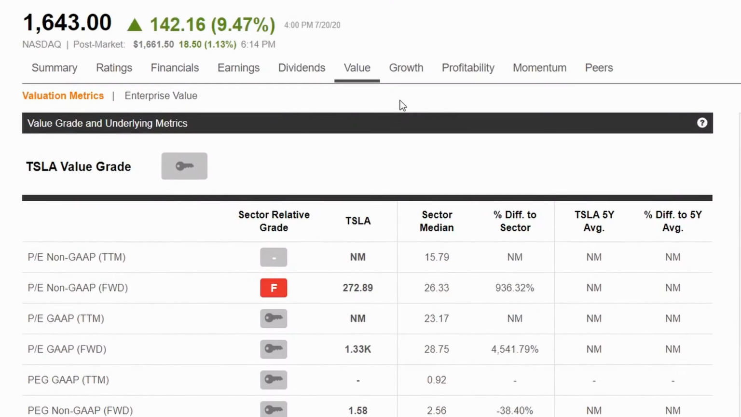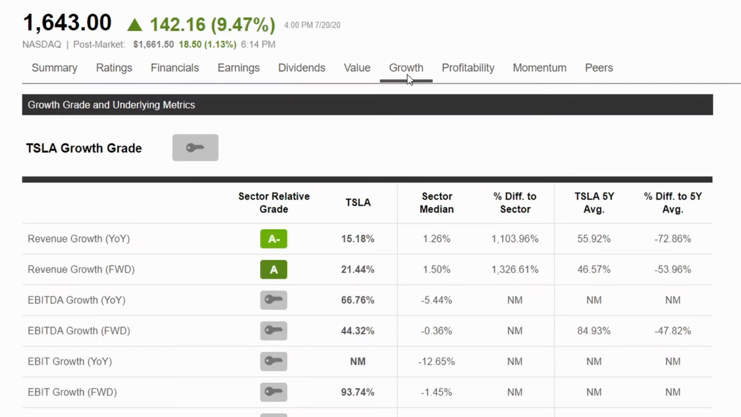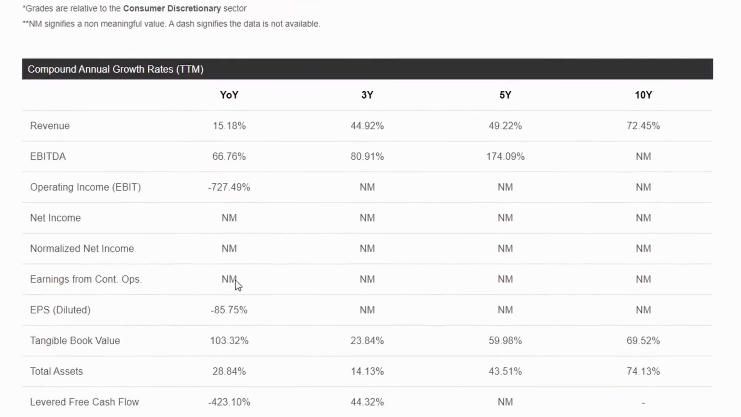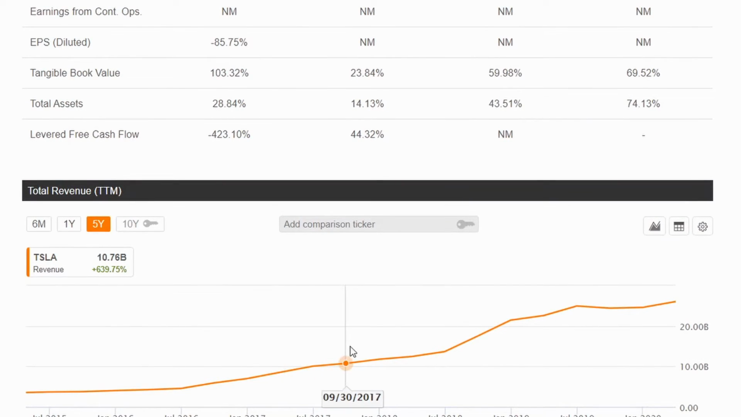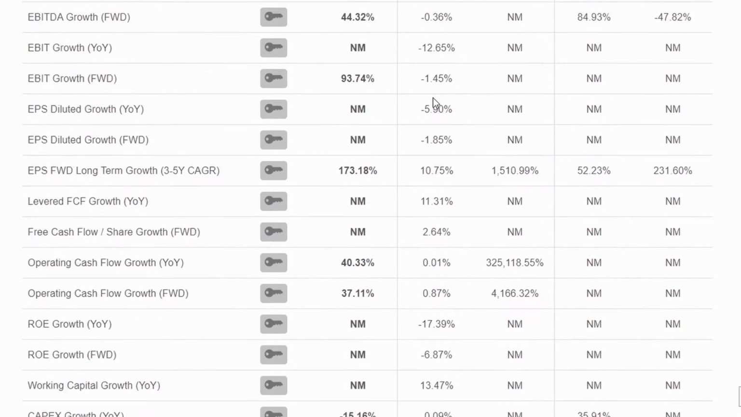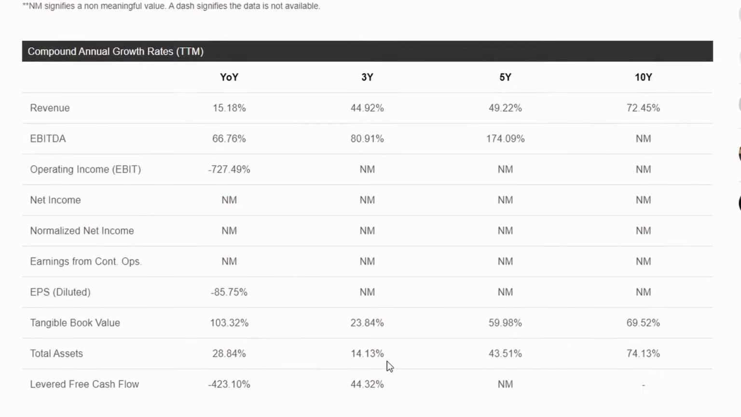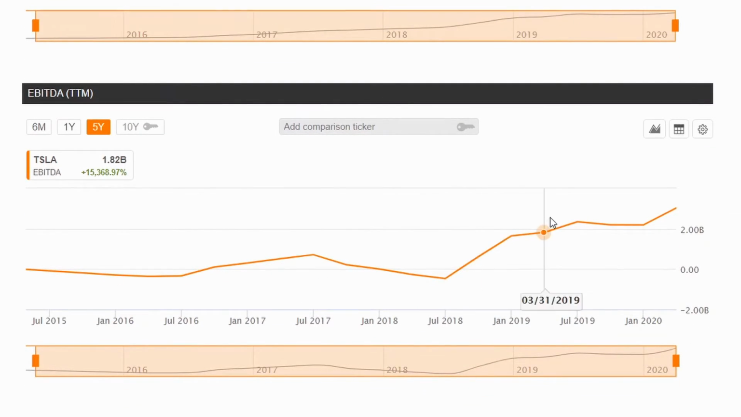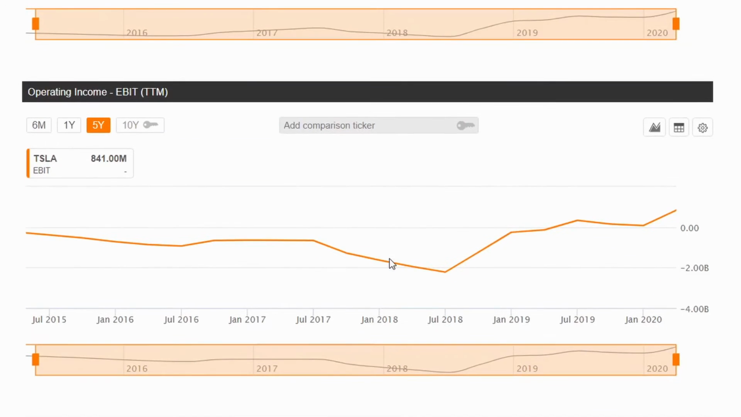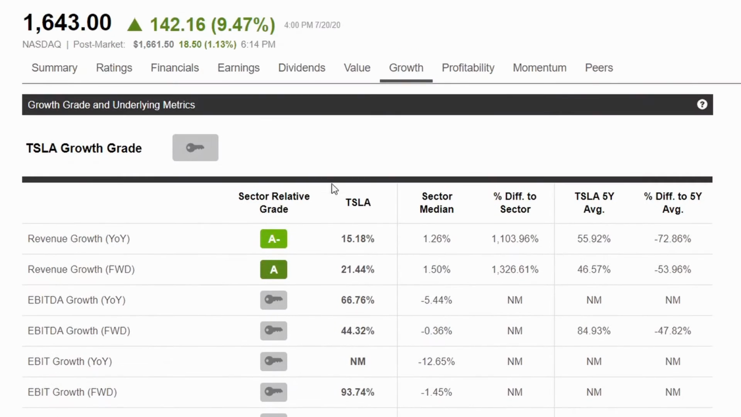Now let's jump over to growth. Again, of course it's a growth stock. I don't know if I would necessarily buy it at this price, but it not only has all the numbers, right, that you could look at, it has these charts again, and it goes 5 years out. This is such valuable data, all for free and all in one website.